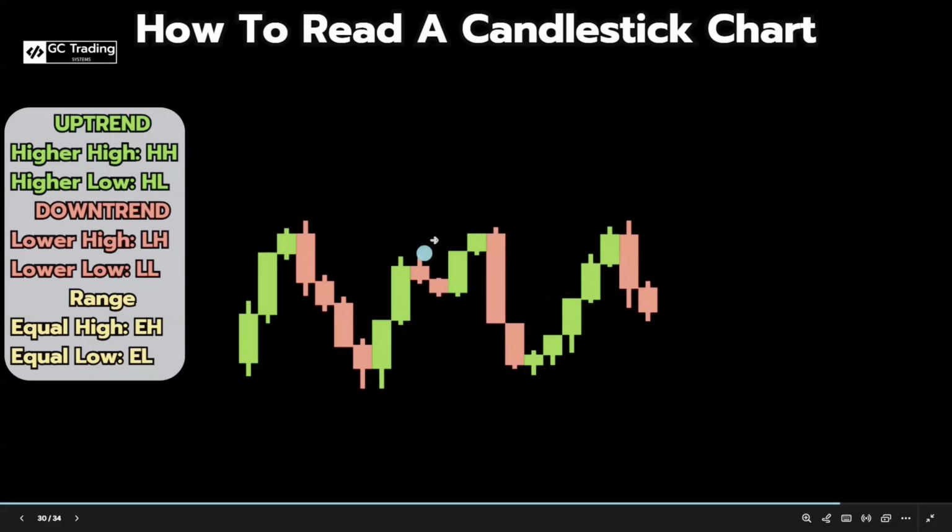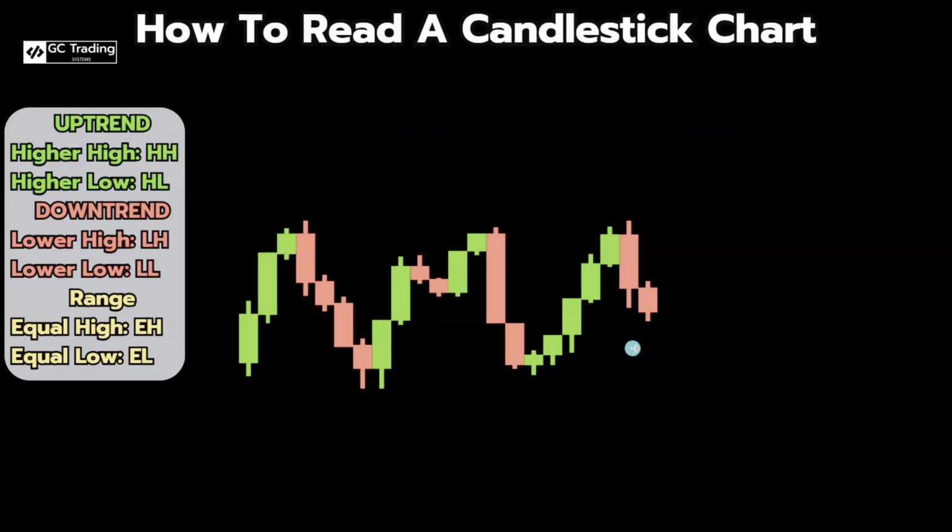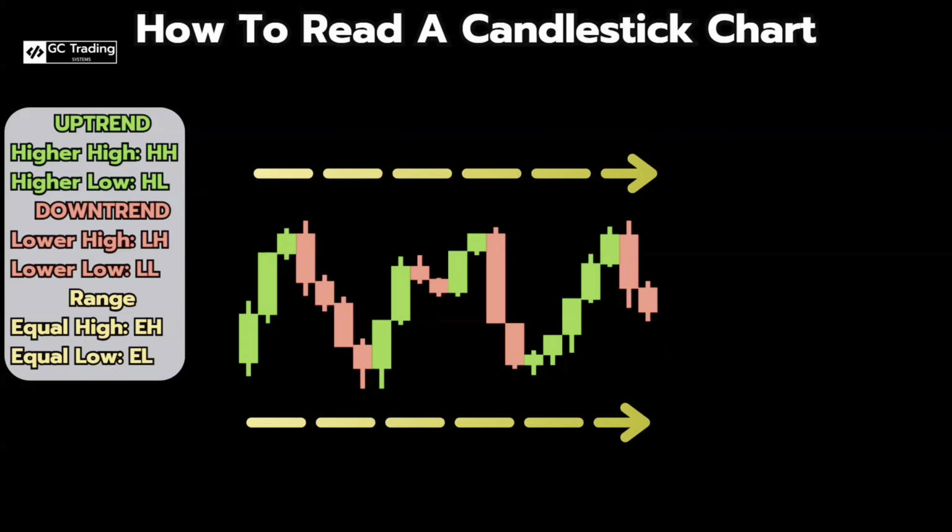All right, now let's take a look at this set of candles. So what is the direction for these? Well, we're going sideways, right? You can see we are just ranging, we are chopping around, right? Just going sideways. So this is called a range.